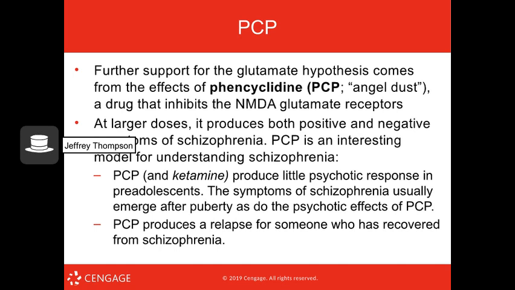More support comes from our old friend PCP, angel dust. It inhibits the NMDA glutamate receptors. In larger doses, it's going to produce both the positive and negative symptoms of schizophrenia. So it helps us understand schizophrenia. Both PCP and ketamine, which we also talked about previously when we were talking about depression, don't really produce much of a psychotic response in pre-adolescence or preteens. The symptoms of schizophrenia usually emerge after puberty, and in the same way, the psychotic effects of PCP do.